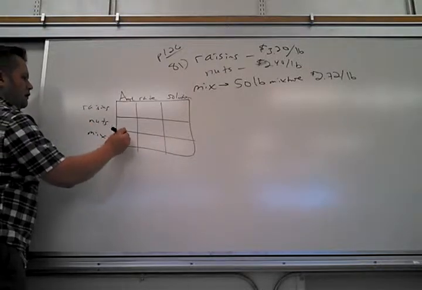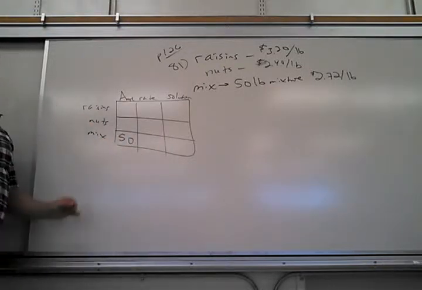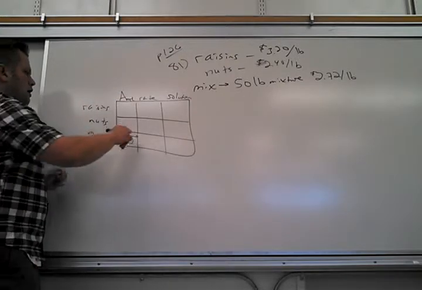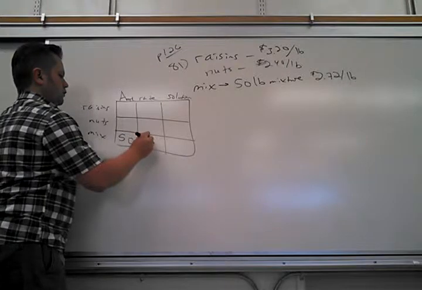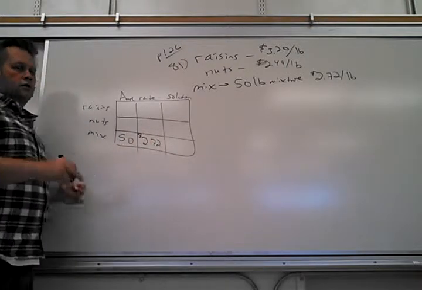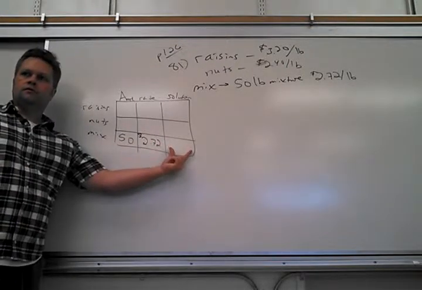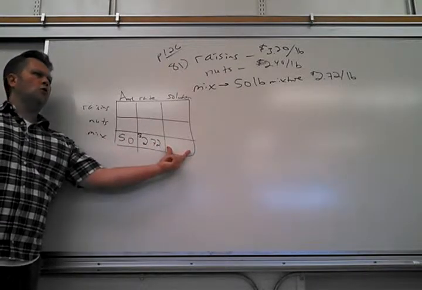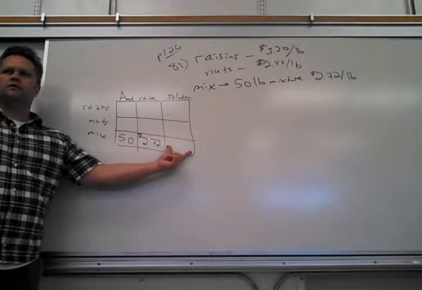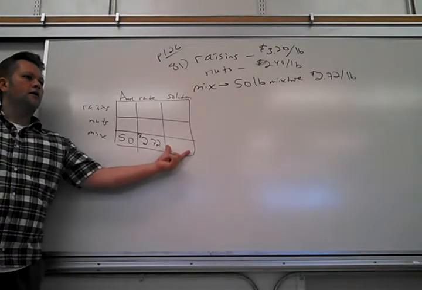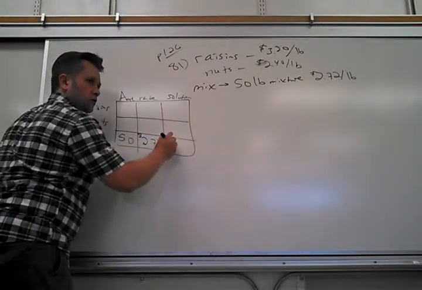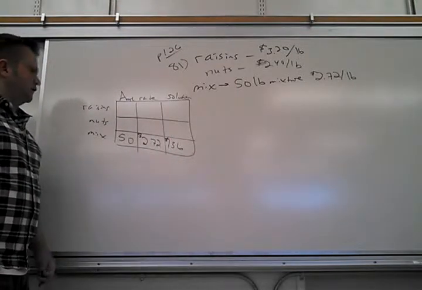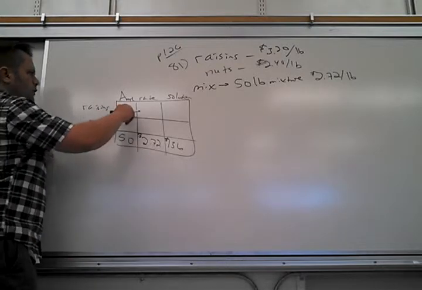All right, I know I've got 50 pounds of mix. The beautiful thing about a table is you just start filling in what you know. And it costs, I want it to be $2.72 per pound. So how much total money will it cost for the mixture? If I wanted to buy the whole thing, I just really want some raisins and nuts. 136. If you multiply those two, you get 136. All right, I'm a trusting fool, I believe. And what do we know of the raisins and the nuts then?